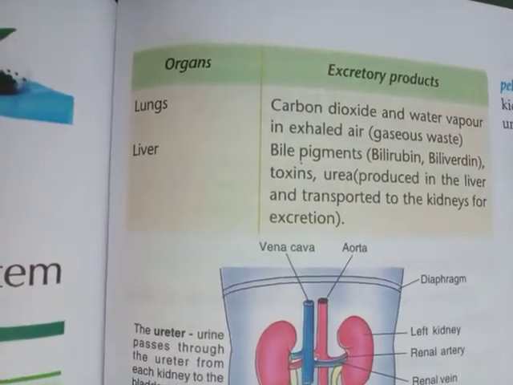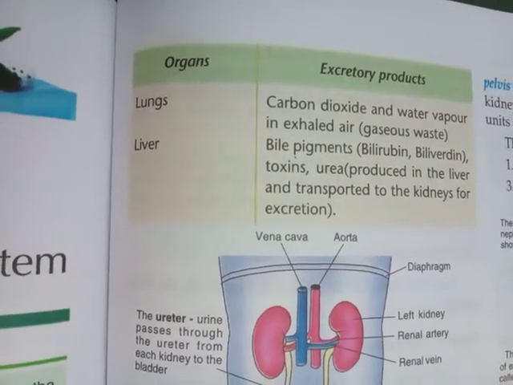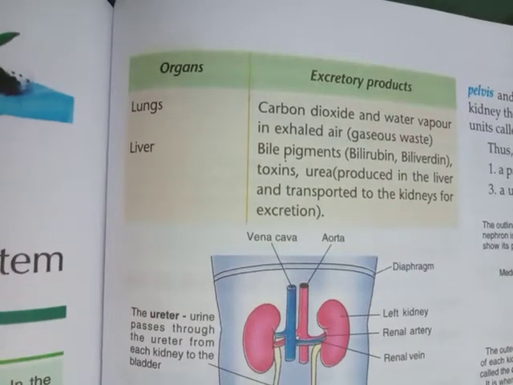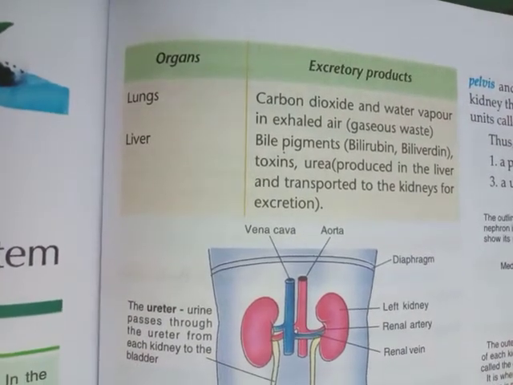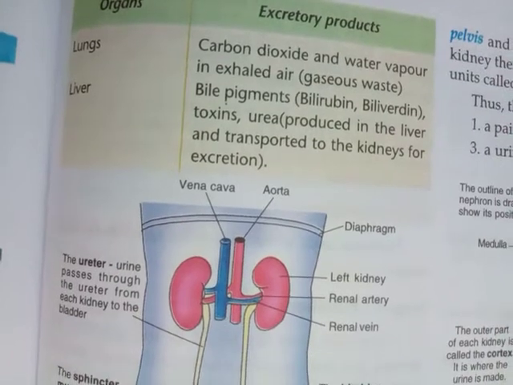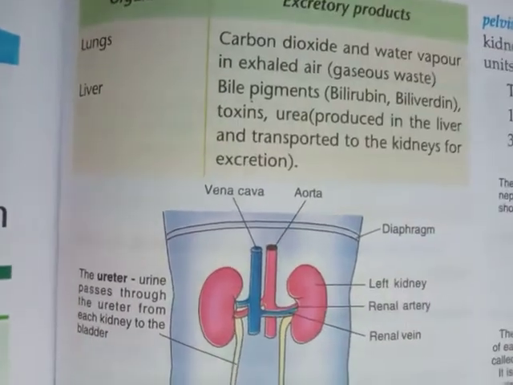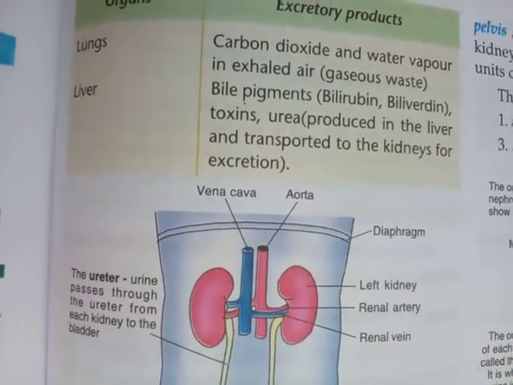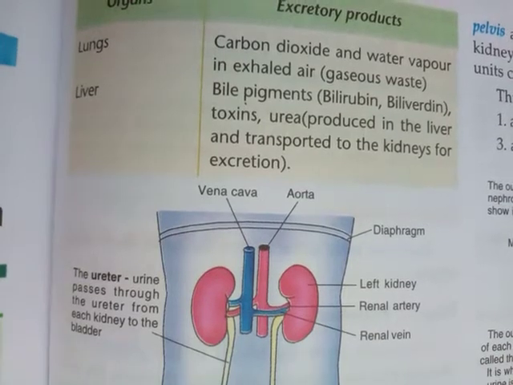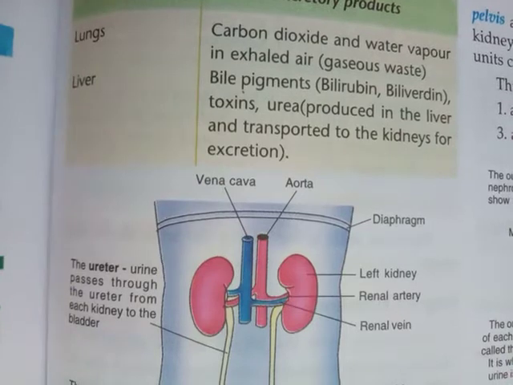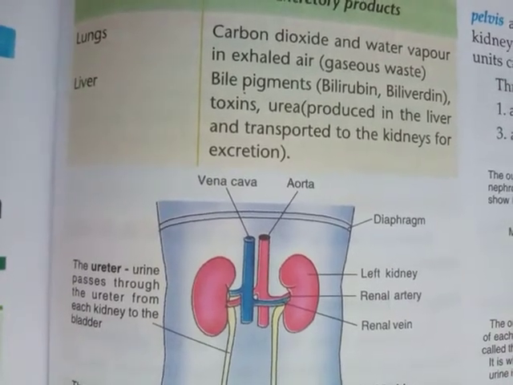And the last one is the liver. The liver is also a very important or vital organ of our body. It has many functions. Bilirubin and biliverdin are called bile pigments. Toxins and urea are produced in the liver and transported to the kidneys for excretion. So urea is produced by our liver and transported to the kidneys for removal. So kidneys are the main organs which remove urea or uric acid by the process of excretion.